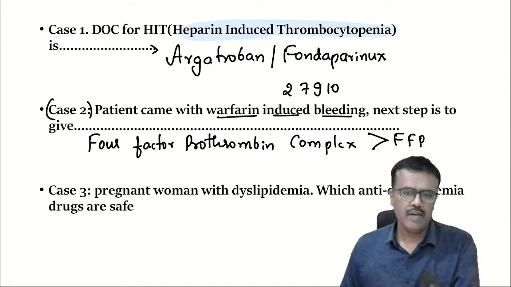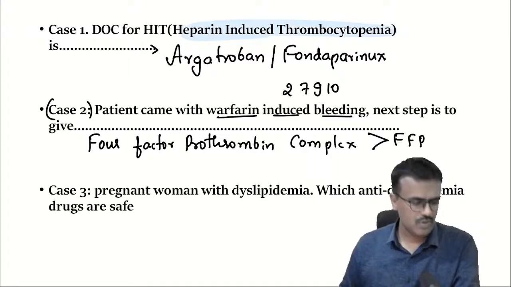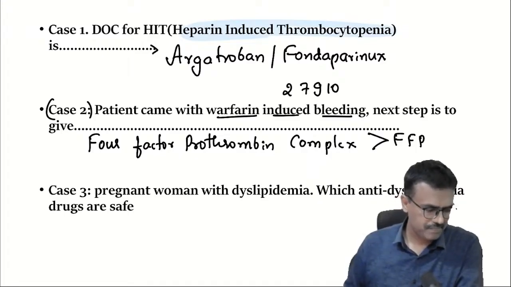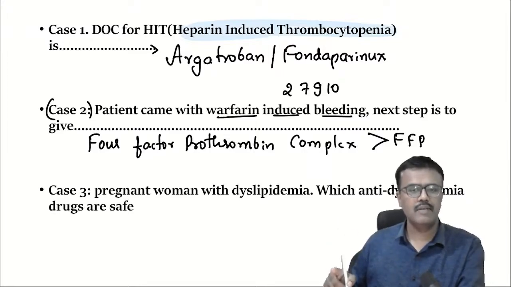Sir, when should I write the answer as vitamin K? If they had asked you the antidote, then only the answer should be vitamin K. So please read the question carefully. If they have said warfarin is given, and what is the antidote? Vitamin K. But if the patient is already bleeding, I have to stop the bleeding. That means I have to give the factors.